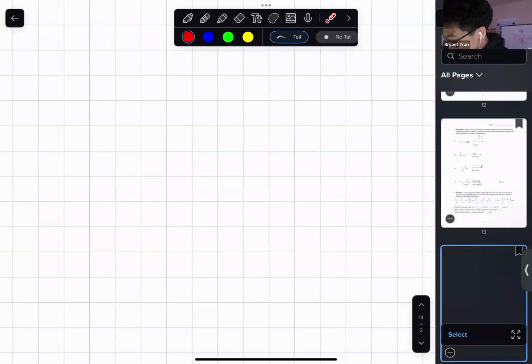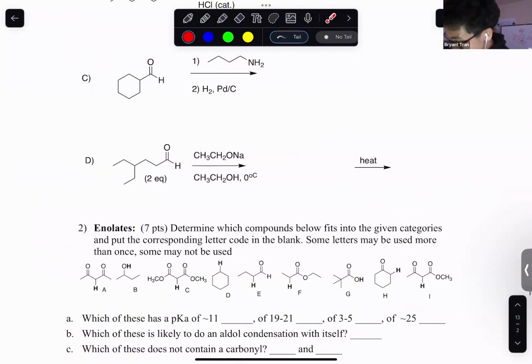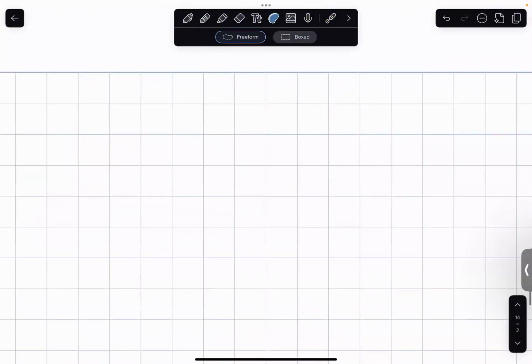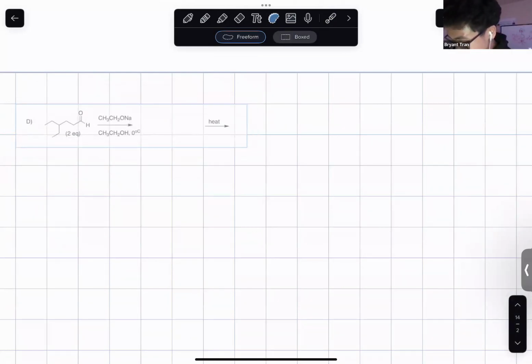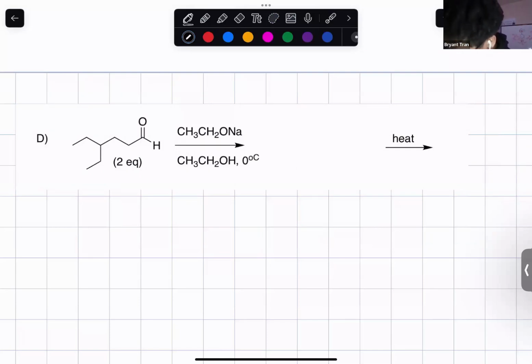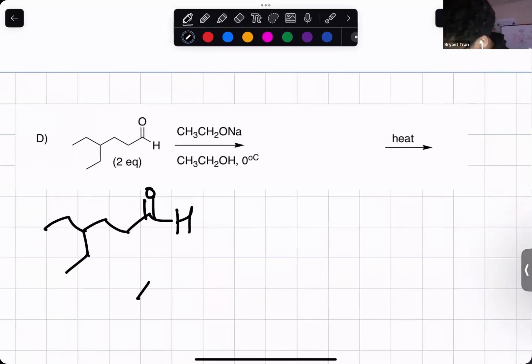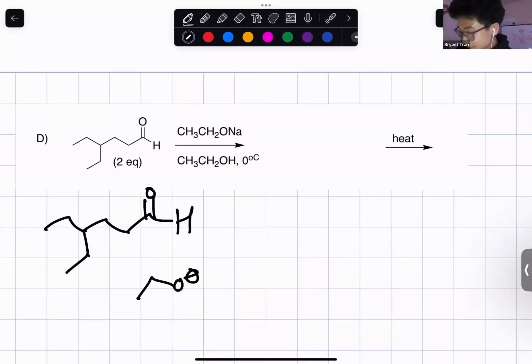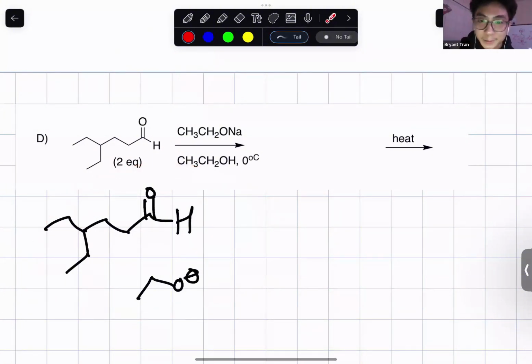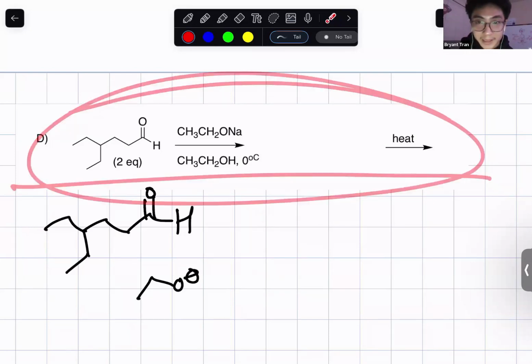Jenna, Madison, you guys remember this problem? Yes. Can you describe to me the step-by-step mechanism on how we do this? Let's say I have this aldehyde, 2 equivalents of it. We have this strong base here, ethoxide. You could do the mechanism, or you could do the star dot technique. Which one do you guys want to do to predict the product? Since this is not mechanism, we could just predict the product right away.